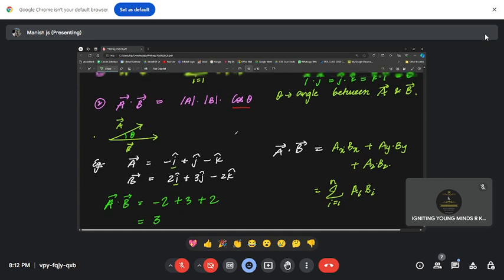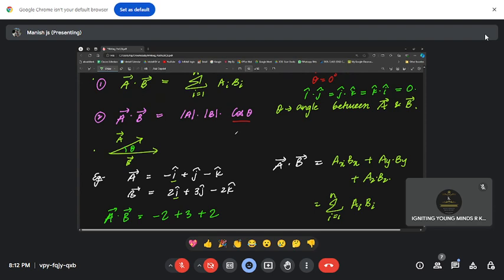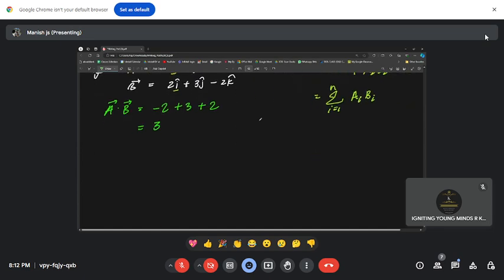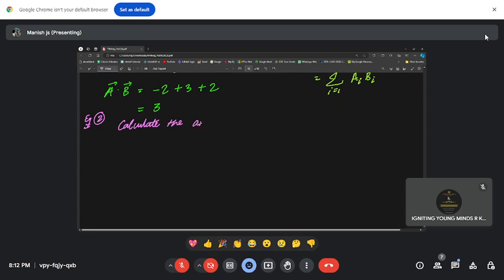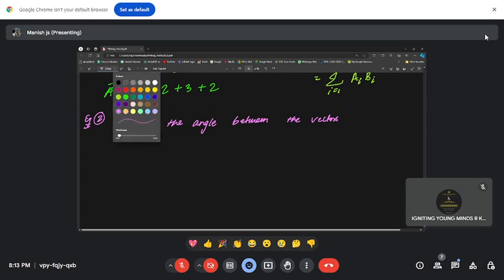Suppose you want to find out the angle, you can make use of the second formula, right, as I told you. So based on what is asked, corresponding formulas are used. Okay, I'll give you another question. Next question, second question, you can try. Next example. Calculate the angle between the vectors. Okay, calculate the angle between the vectors. So I'm giving you the vectors now.